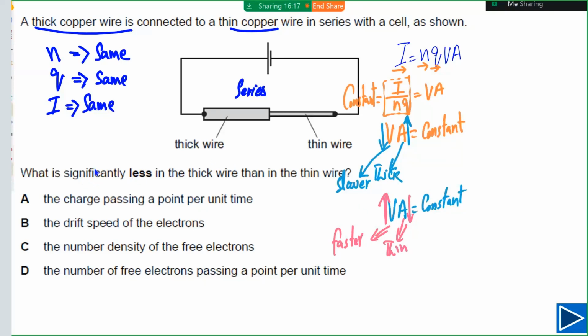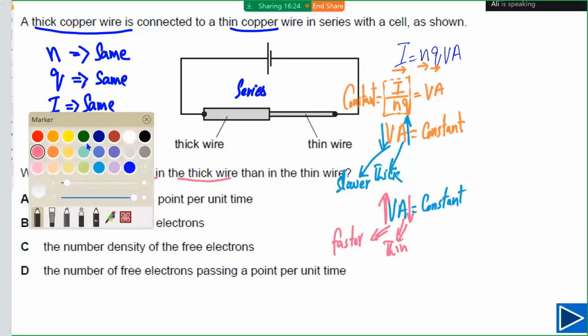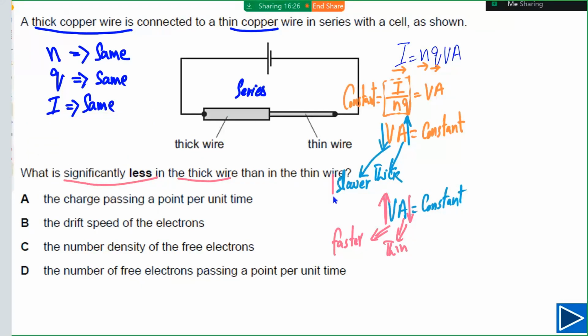So this question is asking what is significantly less in the thick wire, and that is the average drift velocity. This one is lower. So the answer for this one is B. The drift speed of electrons is less in the thick wire. So the answer for this question has to be B. This one is the answer, please.